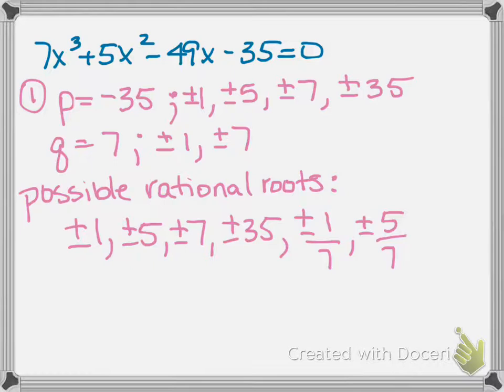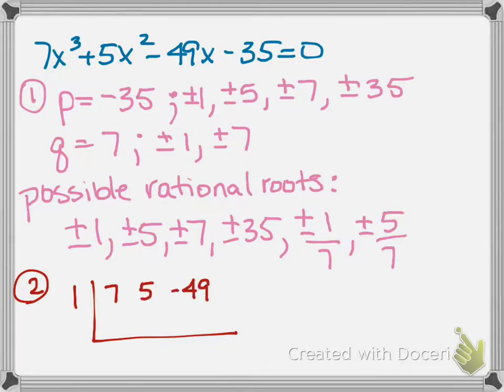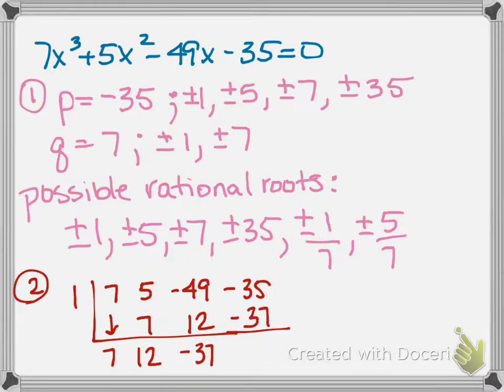So again, I could just start to try roots. If I don't want to take the time to graph it, I can just start trying these roots. So for step 2, I could say, okay, I'm going to start synthetic division. I'm going to start with 1. So what are my coefficients? 7, 5, negative 49, negative 35. And I'm going to try 1. So bring down the 7. 1 times 7 is 7. That's 12. 1 times 12 is 12. Negative 49 plus 12 is negative 37. Negative 37 times 1 is negative 37, and this is negative 72. Well, this is not 0, so 1 is not a root.